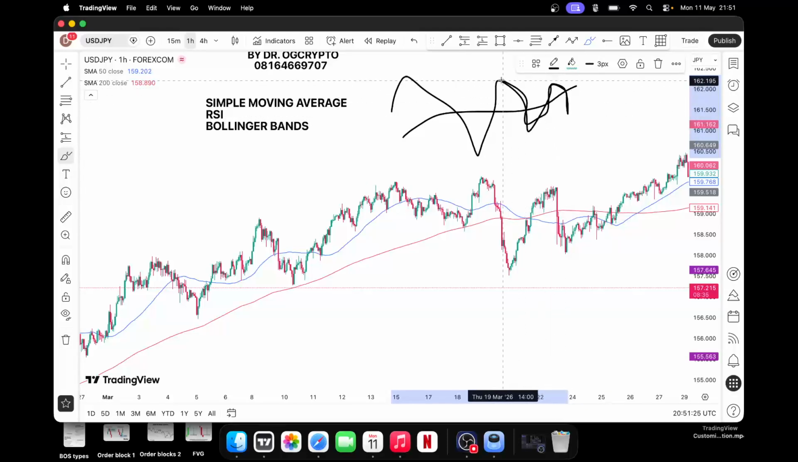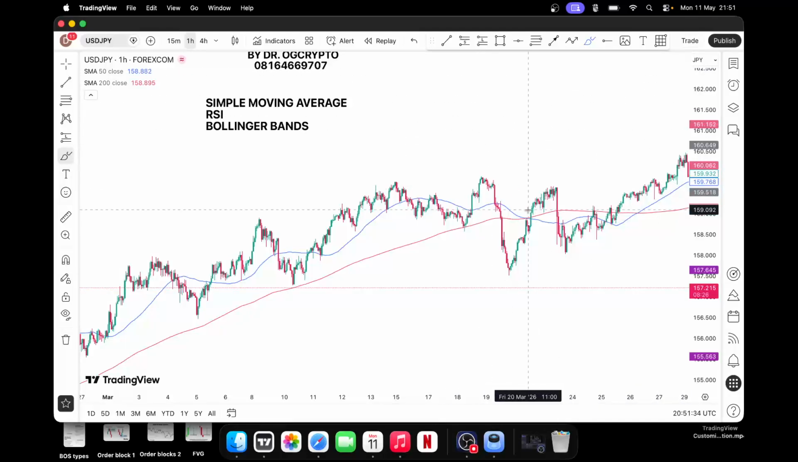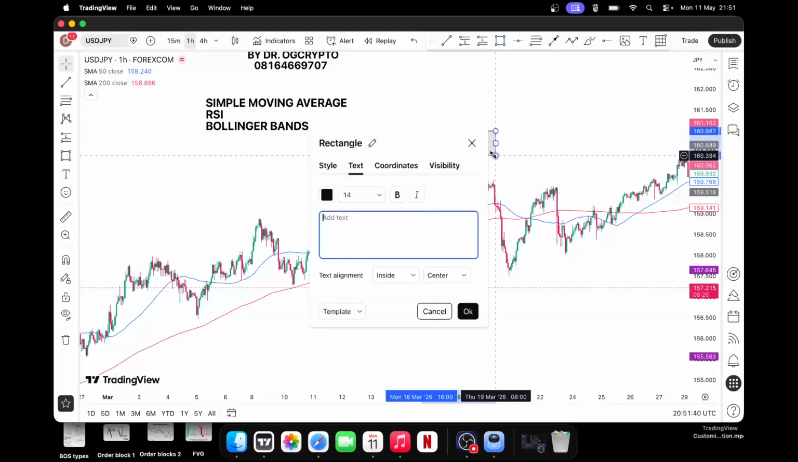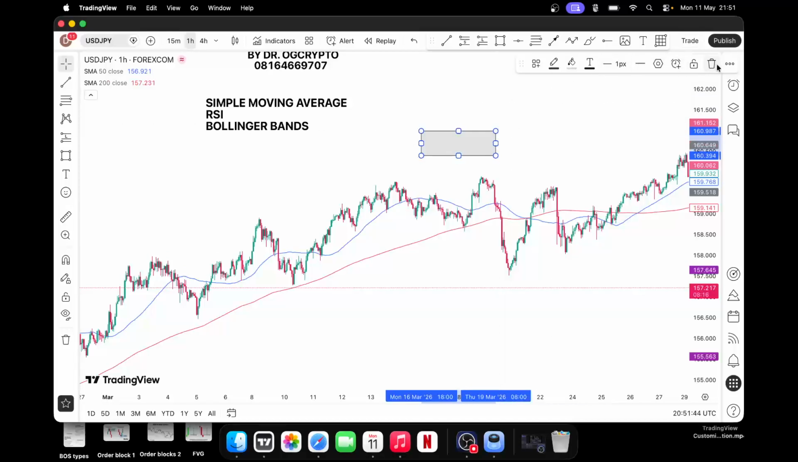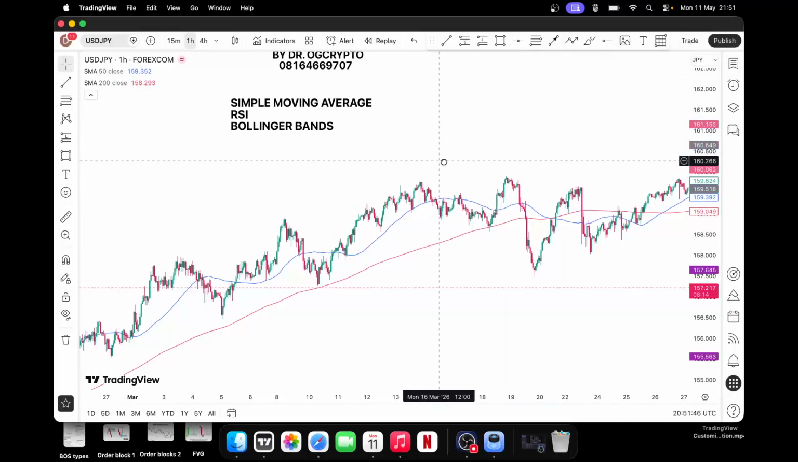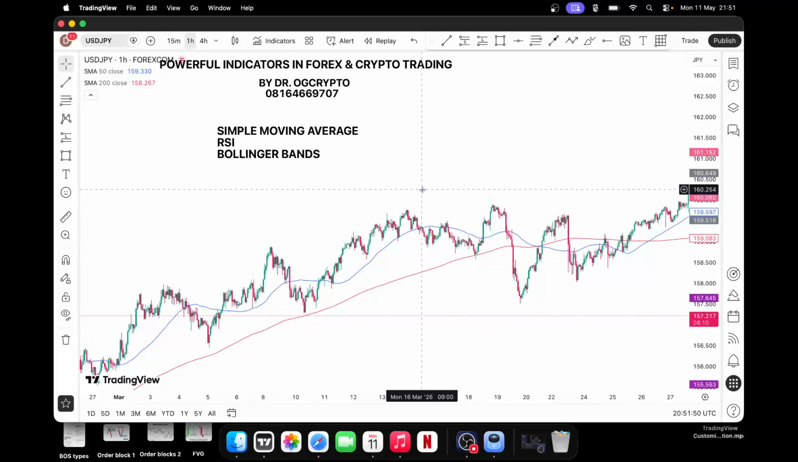Is it crossing from the upside? Is it crossing from the downside? You understand? You have to note that. So let's now look for it. Anytime SMA 50 crosses SMA 200, that's when you want to take a trade.